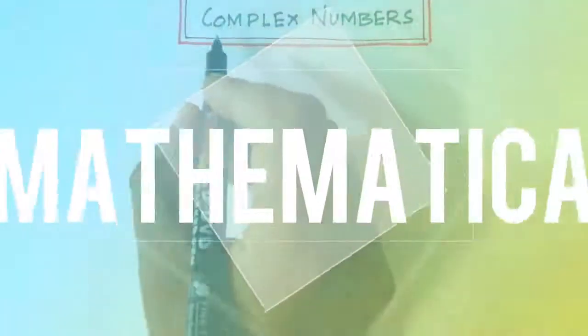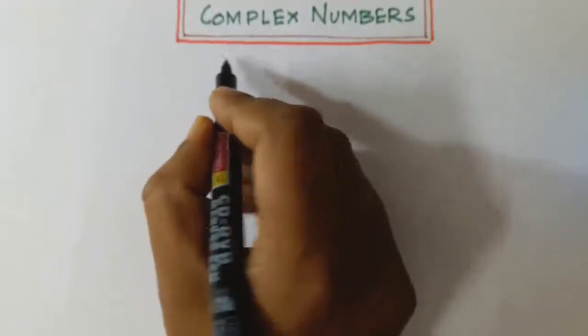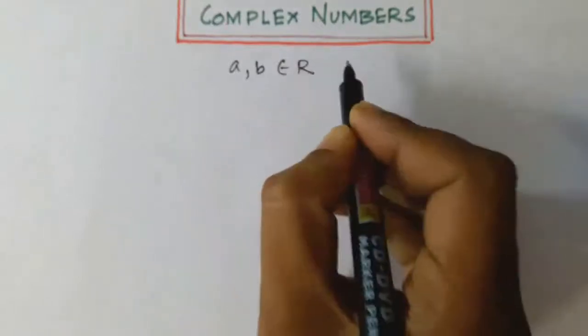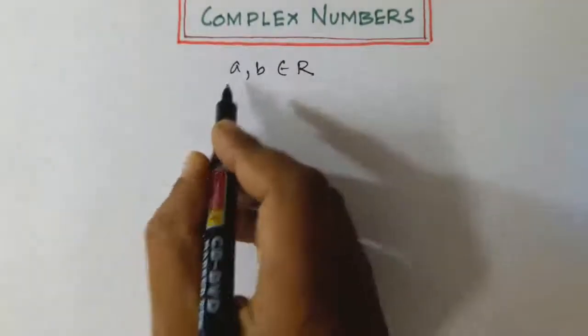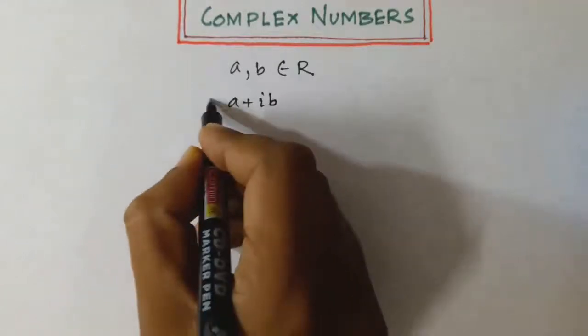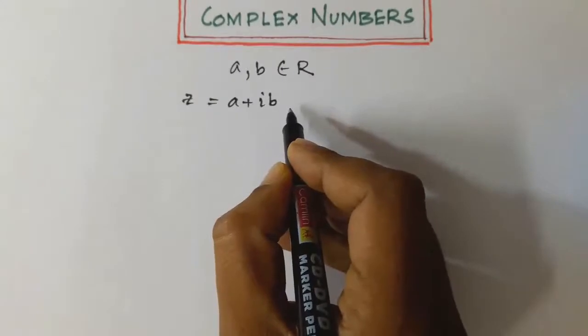Dear friends, our topic is complex numbers. What is a complex number? Let a and b be two real numbers. Then a number of the form a plus ib, in short we write it as z, is a complex number.